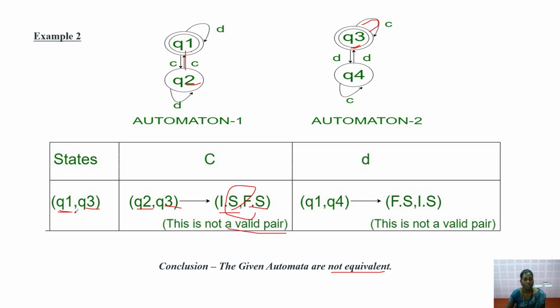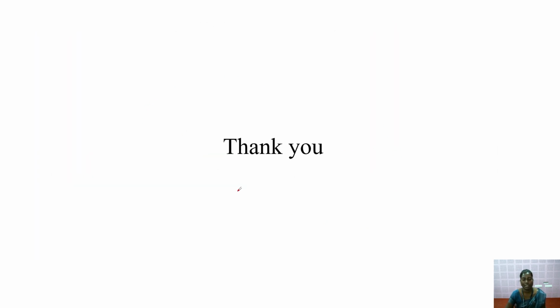While coming to the next, Q1 to Q1 on D symbol, final state. Q3 to Q4 on D symbol, intermediate state. This is also an invalid pair. So this automata pair has been proven to be an invalid pair. This is not an equivalent finite automata. So that's all about the theory of computation, finite automata and equivalence of two finite automata. Thank you.